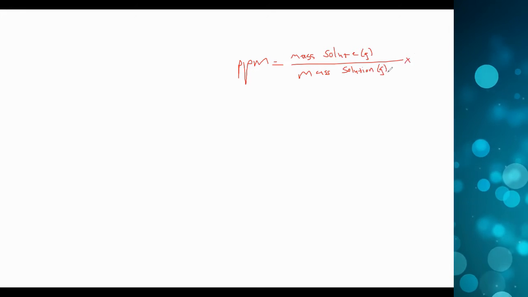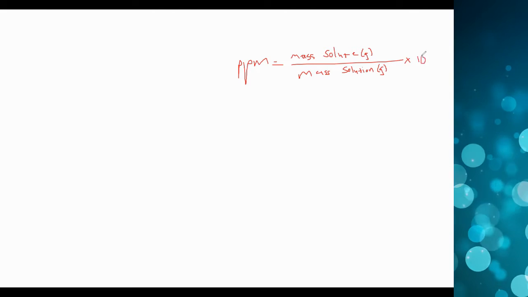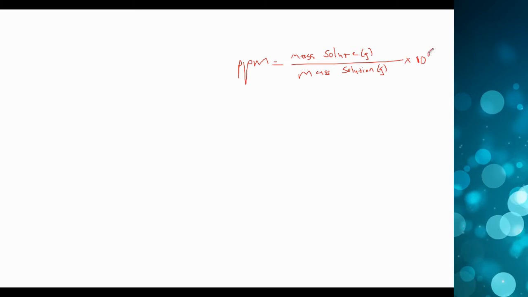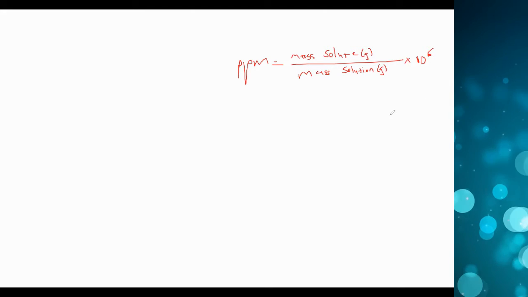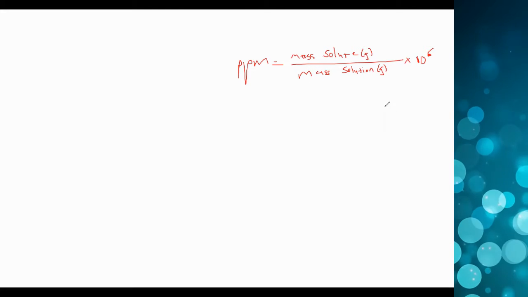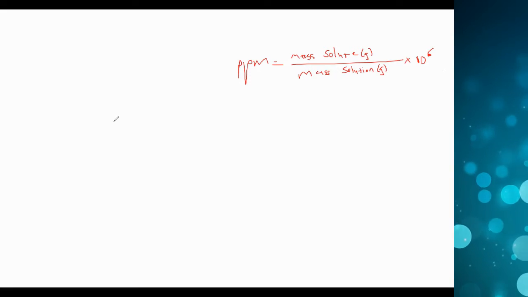And instead of multiplying it by 100, we're going to multiply it by 1 million. The scientific notation, the exponent form of 1 million, is just 10 to the 6th power. So just know 10 to the 6th power is 1 million. You take your mass of solute, divide it by the mass of solution, multiply it by 1 million, and that will give you your concentration in ppm.